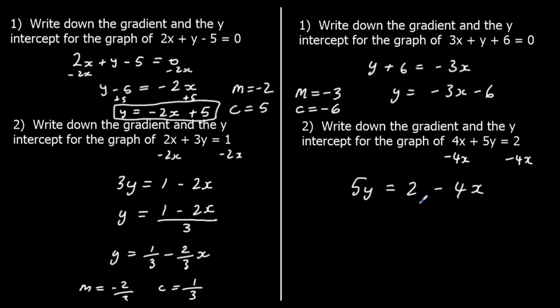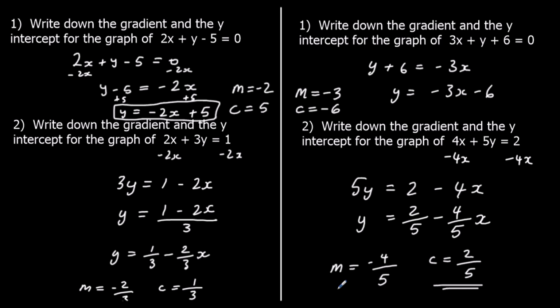And then we're going to divide by 5. So we're going to divide every term by 5. So that will give us y equals 2/5 minus 4/5 x. So what is the gradient? What is the y-intercept? The gradient is the one with the x, so that's minus 4/5. And the y-intercept is 2/5.